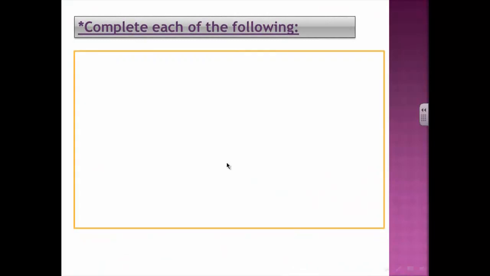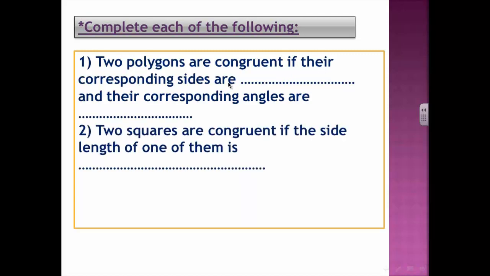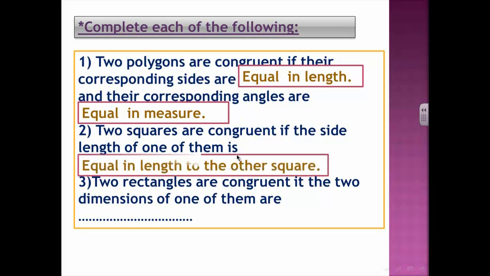Complete each of the following. The two polygons are congruent if their corresponding sides are equal in length and their corresponding angles are equal in measure. The two squares are congruent if the side length of one of them is equal to the other square. Any square has four right angles, each equal to 90, and the side lengths are equal. So the two squares are congruent.